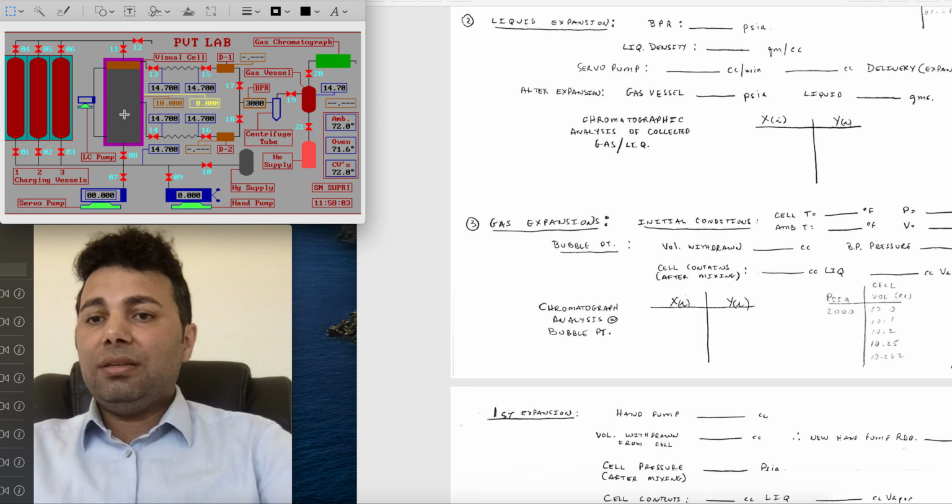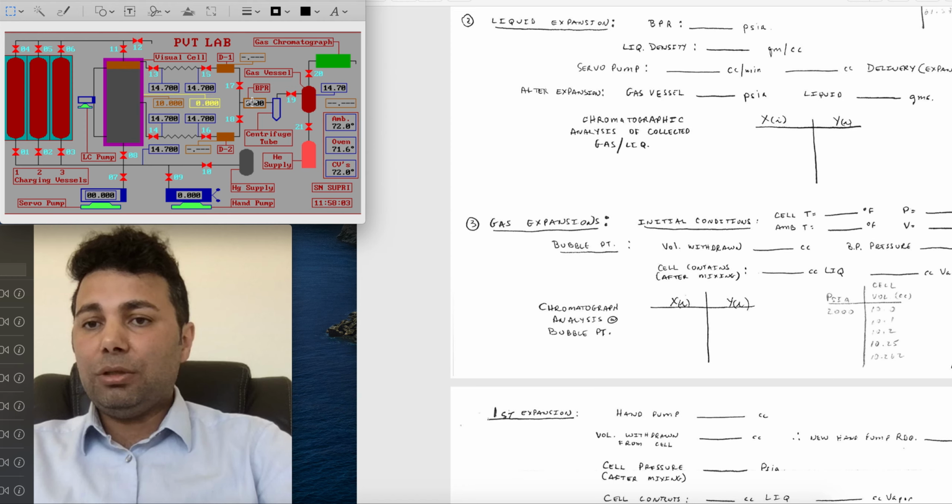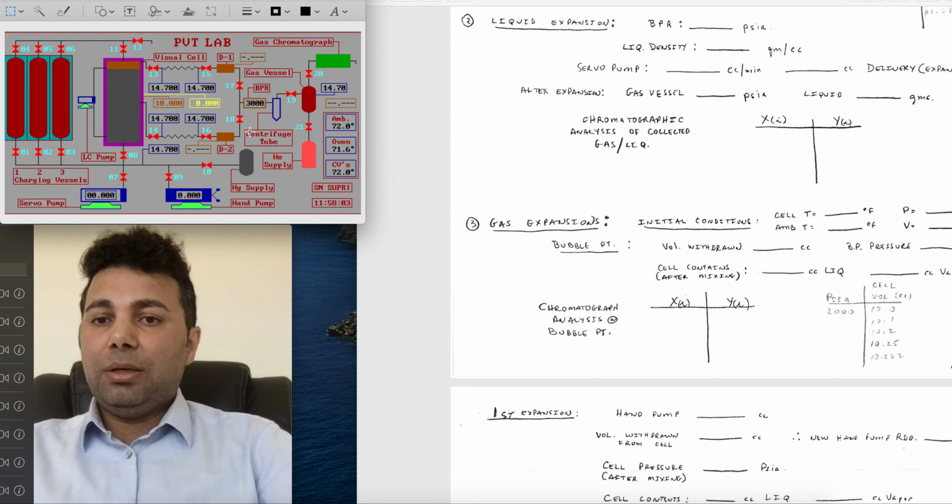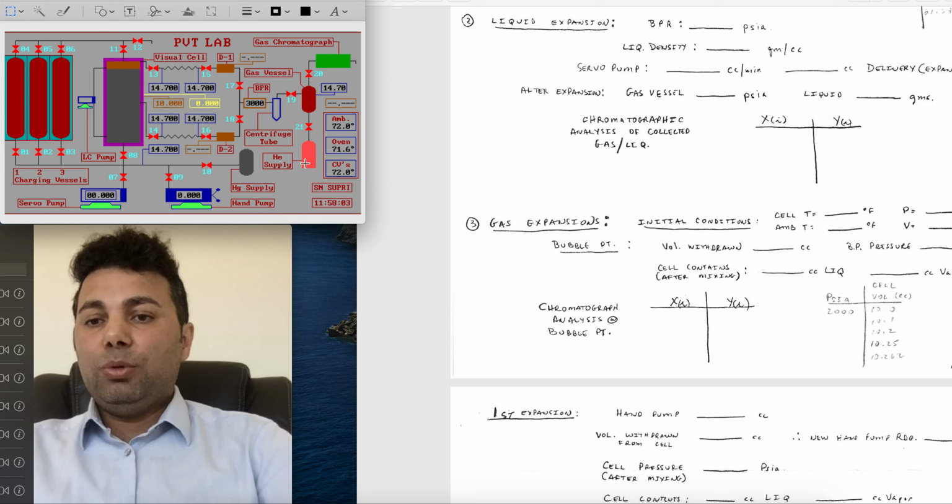Since I'm injecting fluid inside the cell, the pressure starts going up, but as soon as it goes above the bubble point, the back pressure regulator opens up and it releases the liquid. Meanwhile, I can read the density and the mass, and when the gas is accumulated in this gas vessel, I'm going to close valve 19, open valve 20, open valve 21, and press F9 to activate the gas chromatograph.